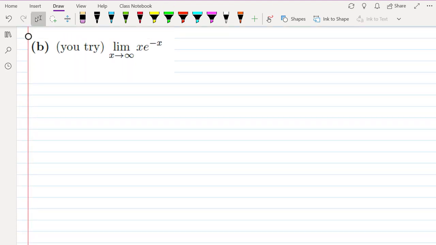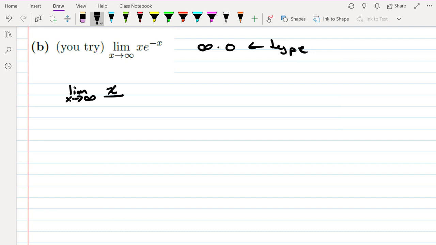Once again, if x is going to infinity, we have x is infinity and e to the negative infinity is 0. So this is type 0 times infinity. If we rewrite this by moving the e into the denominator, we get x over e to the x. Now, as x goes to infinity, this is infinity and this is infinity. So this is type infinity over infinity.